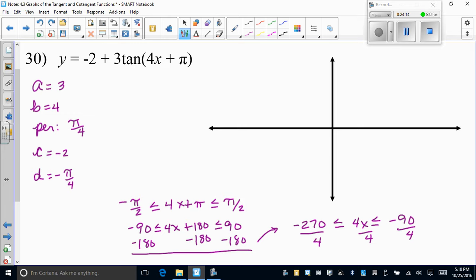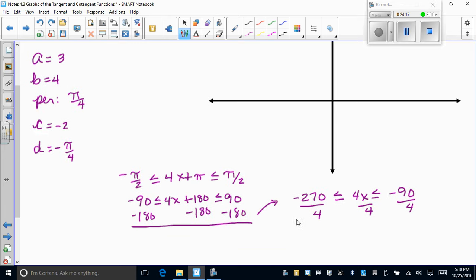This gives me -270 divided by 4, which is -67.5 degrees, less than or equal to x, which is less than or equal to 90 divided by 4, which is going to give me -22.5. Yes, this guy should be negative as well. Put this back into radians. We're going from -3 pi over 8 is less than or equal to x, which is less than or equal to pi over 8. Okay, so we moved the graph quite a bit, plus did a lot more.